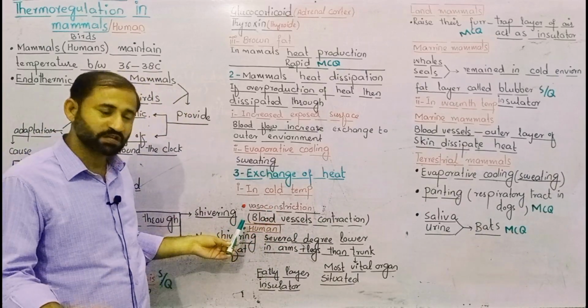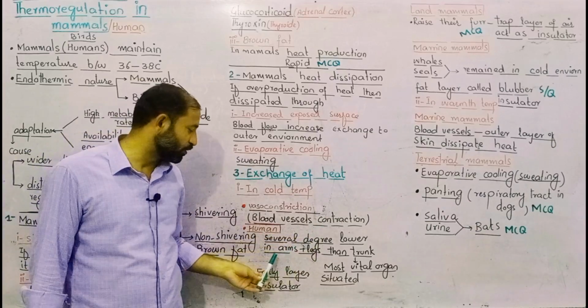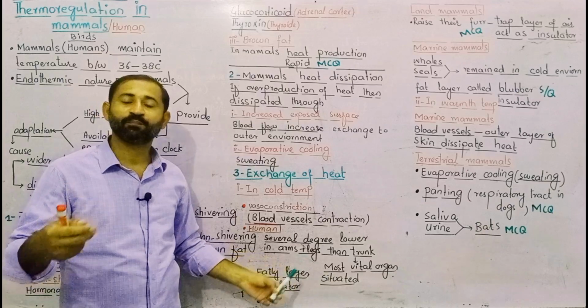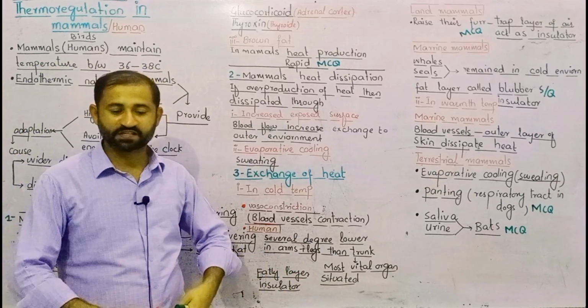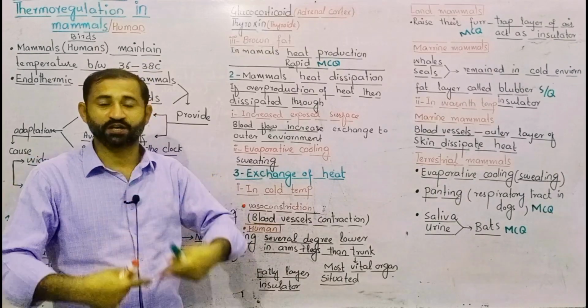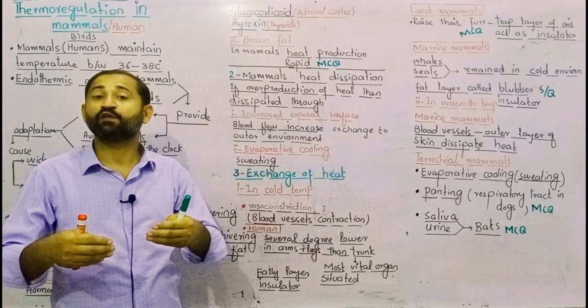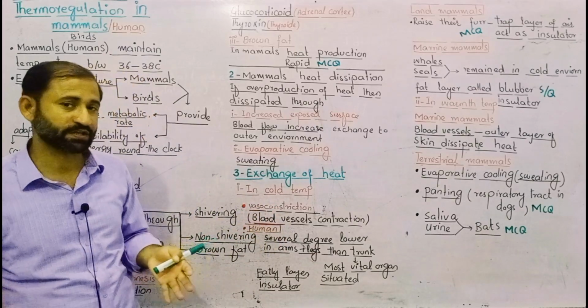Number two, in humans, how does it occur? In humans, the temperature is several degrees lower in the arms and legs. As you know, the body temperature in our legs and arms is lower compared to our main trunk. Trunk means the abdominal and thoracic cavity, in which our vital organs are present, involved in different metabolic activity.